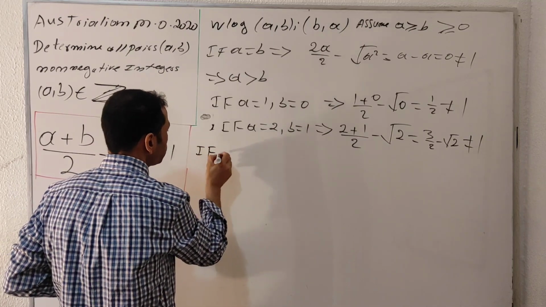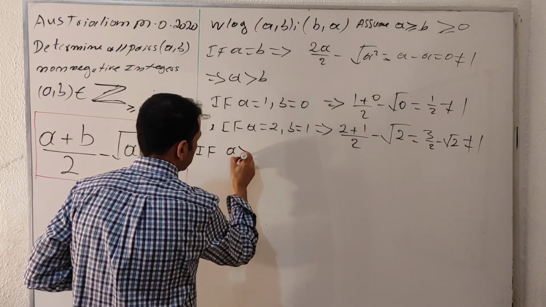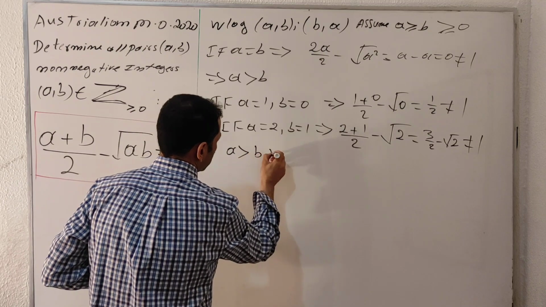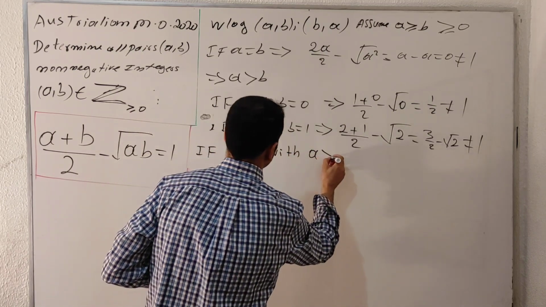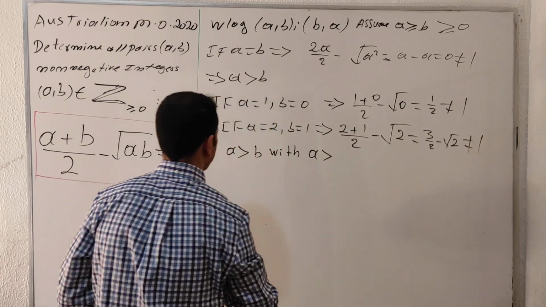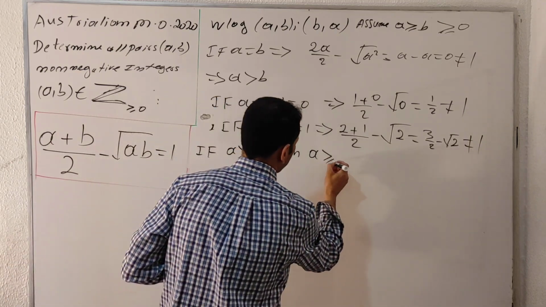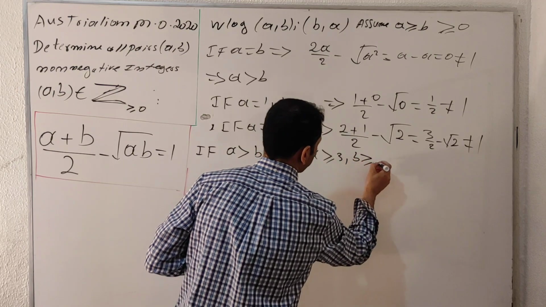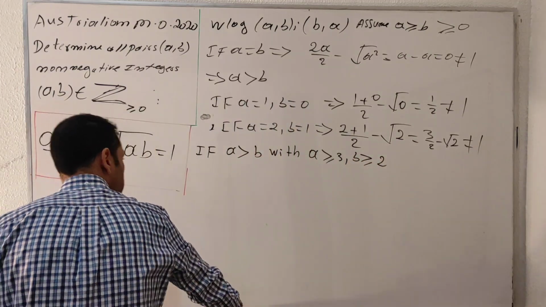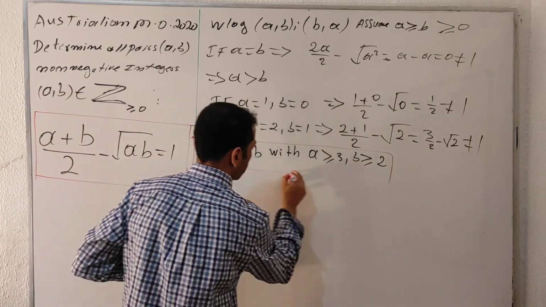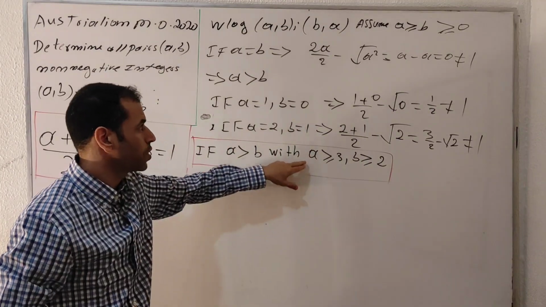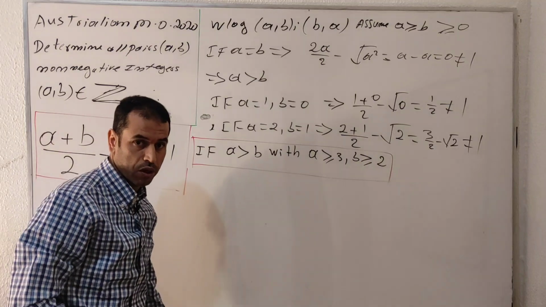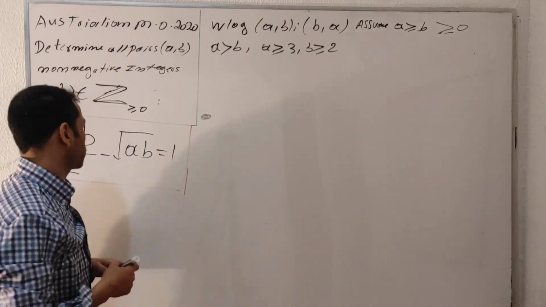If we have A strictly greater than B, with A greater than or equal to 3 and B greater than or equal to 2, like this, okay? Now I'm going to work on this condition. Now I'm going to take this condition at the top and continue solving our equation. Now we are ready to solve our equation.